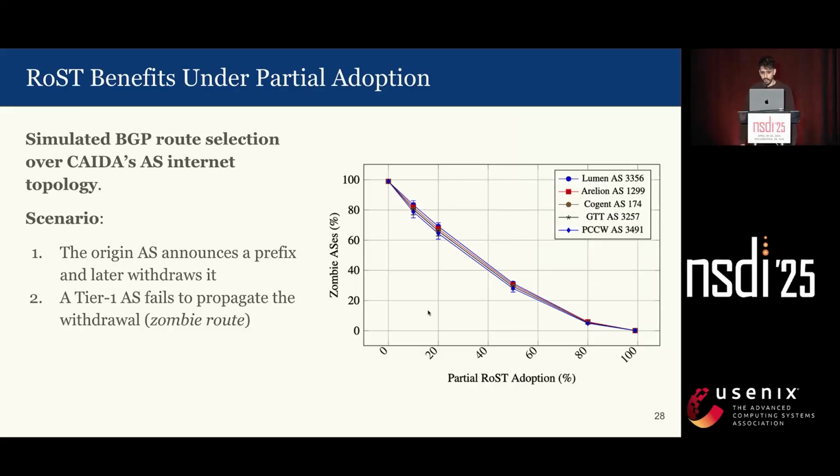So we have simulated RoST under partial adoption. We used CAIDA relationships to simulate the topology of the internet, and we ran the following scenario: some origin AS announces a prefix, and after that, it sends an explicit withdrawal. And some tier 1 AS will suppress this withdrawal. On the y-axis, you can see the number of ASs that keep routing through this tier 1 suppressor, and on the x-axis, the percent of ASs adopting RoST. You can see that even if only 60% of ASs adopt RoST, we already have 80% of ASs in the internet detecting this suppression.